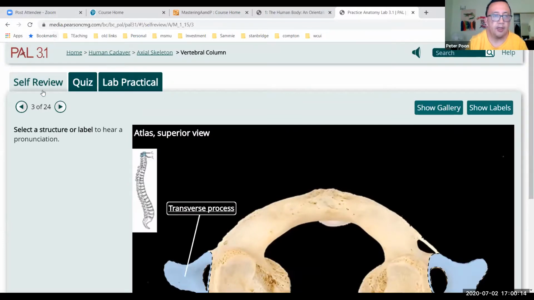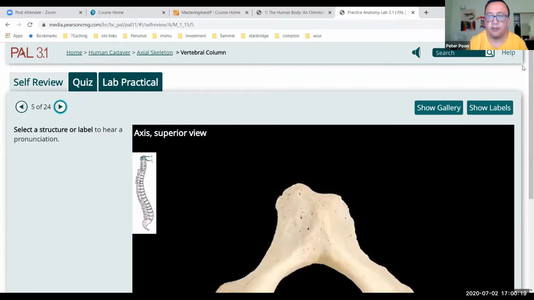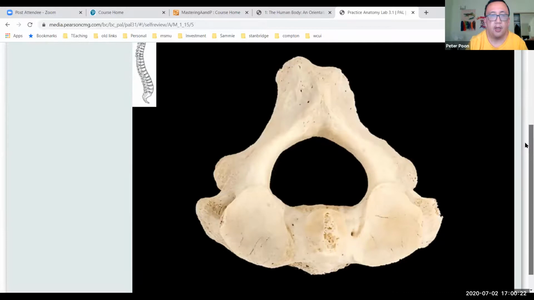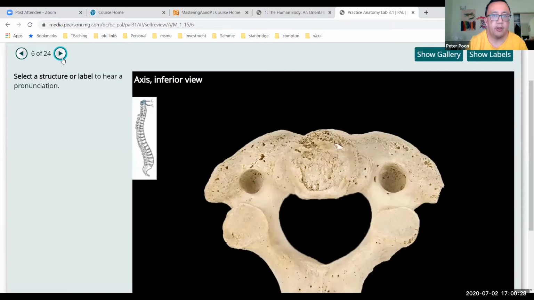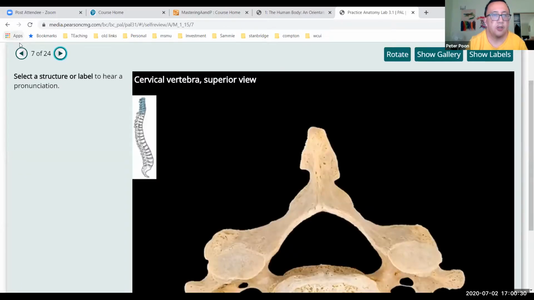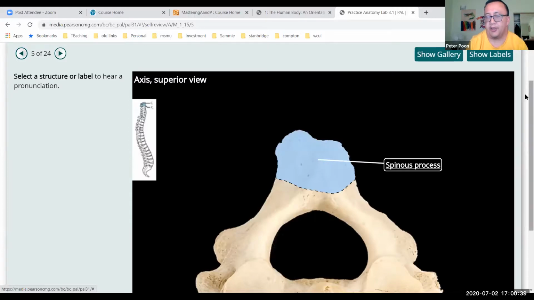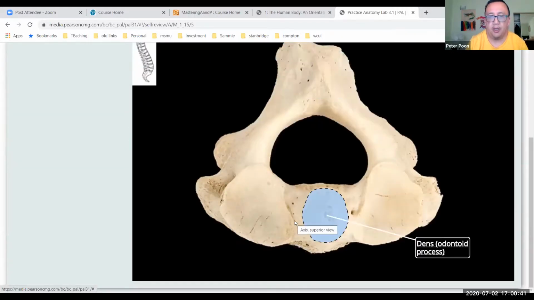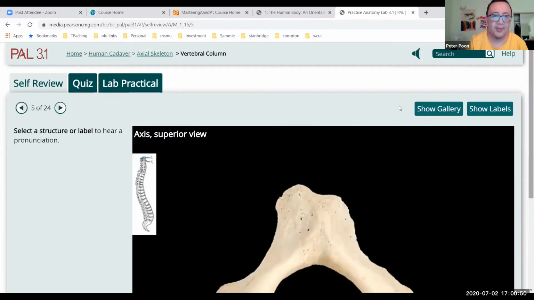Okay. Next slide. Atlas. Superior view. What side view? Inferior view. They don't have a side view of the dens, so I'll show you that during the presentation. I'll bring in the slide here. That's the dens. You can't see very clearly in the picture, but it sticks straight up. It's in one of the lab review photos.